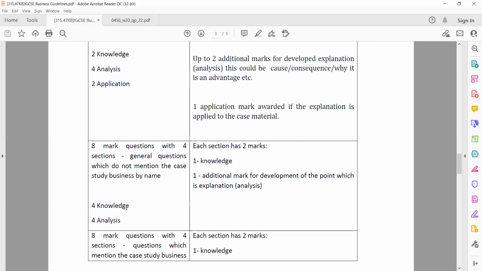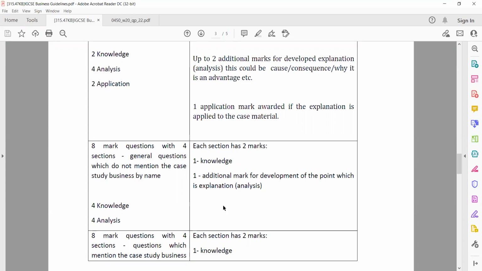Total marks is 4 knowledge, 4 analysis, because it is divided into 4 sections. So you have to identify 4 knowledge points and explain them. It is divided into 4 sections. Each section will contain 2 marks, 1 for knowledge and 1 additional mark for development of the point.